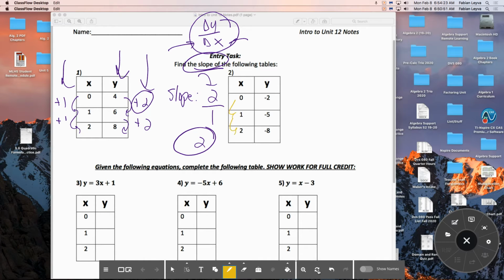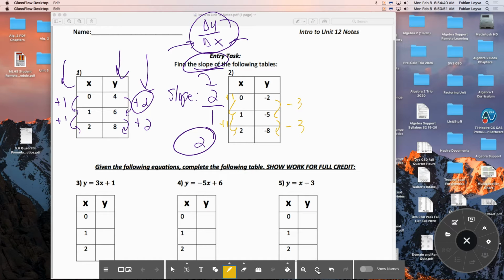Now notice that in my x direction, I'm adding 1 each and every single time. Notice in my y direction, I'm going from -2 to -5. Now I know that seems like it's just going up by 3, but you have to be careful. It's actually going down because you're technically subtracting a 3 each and every single time.